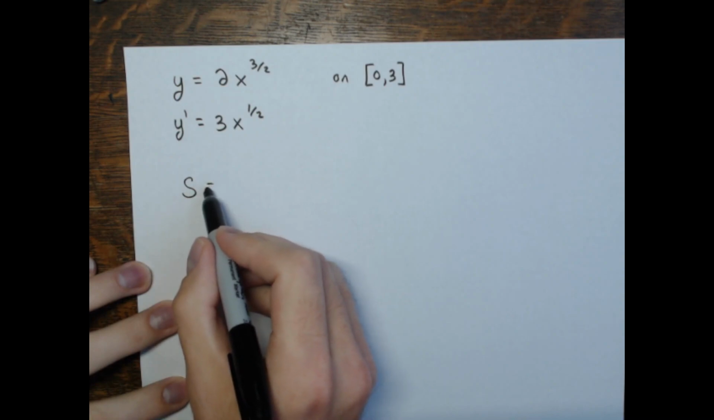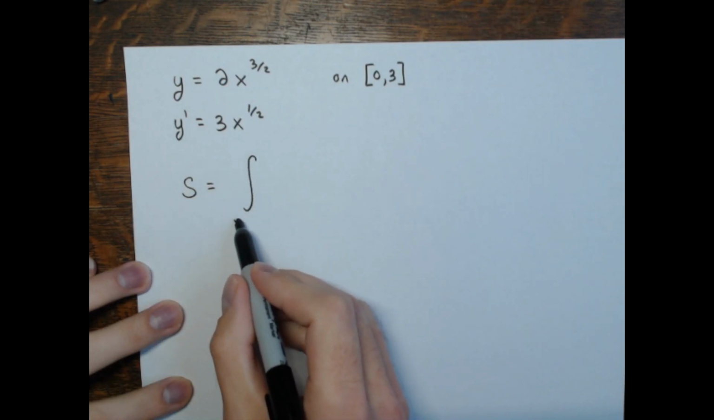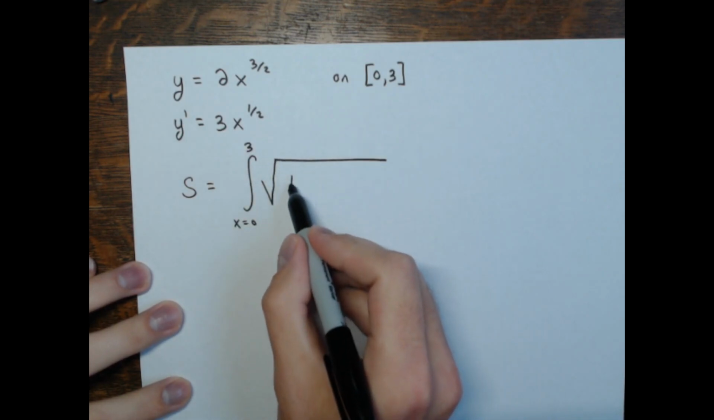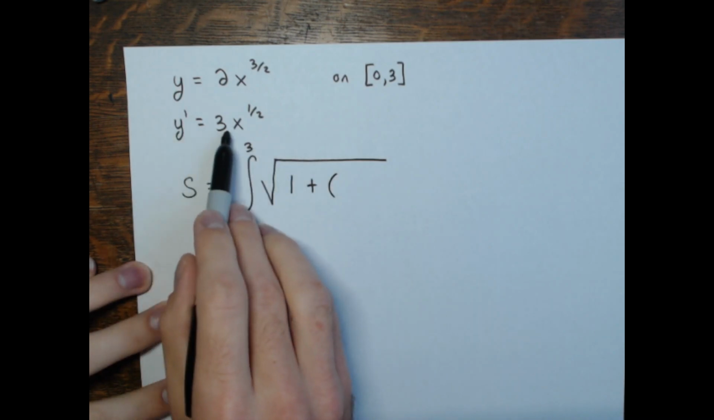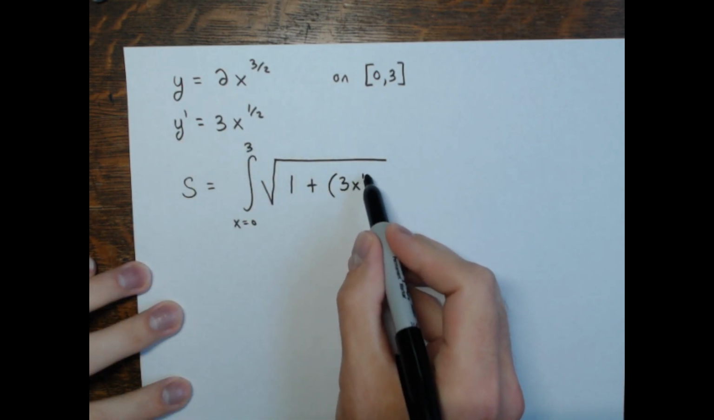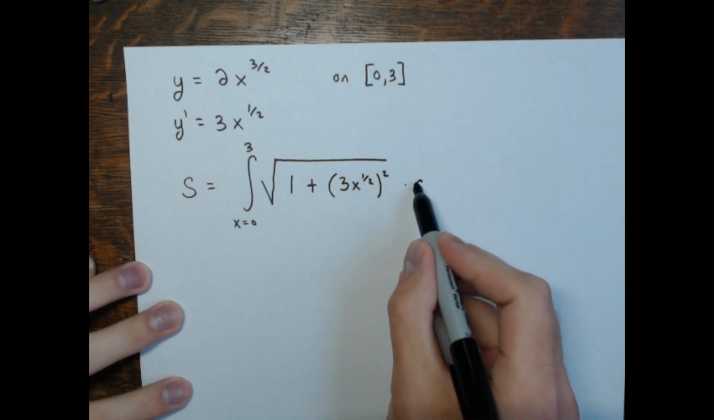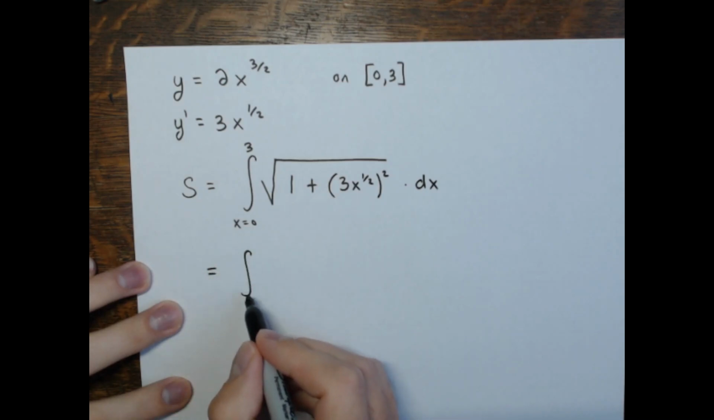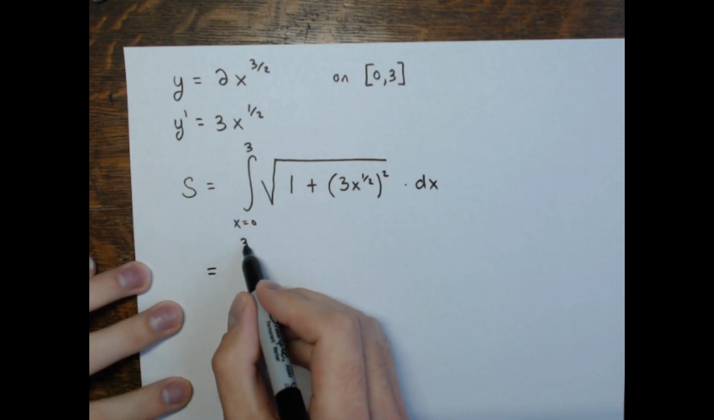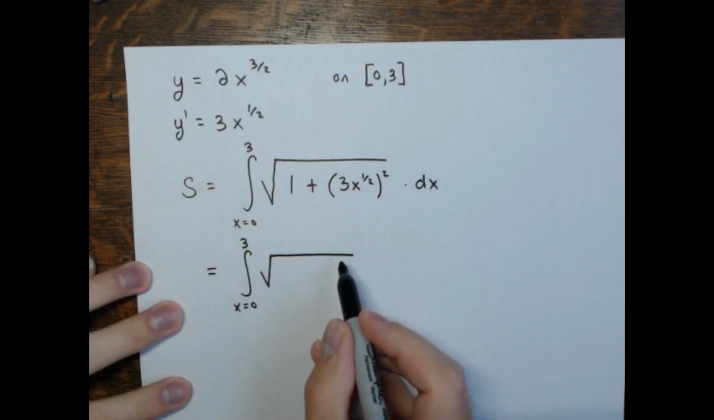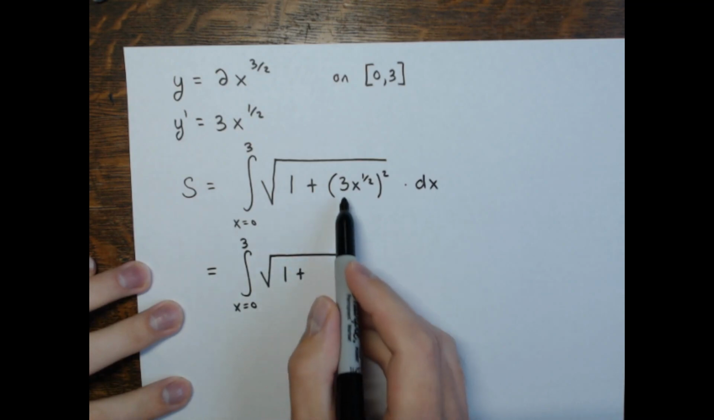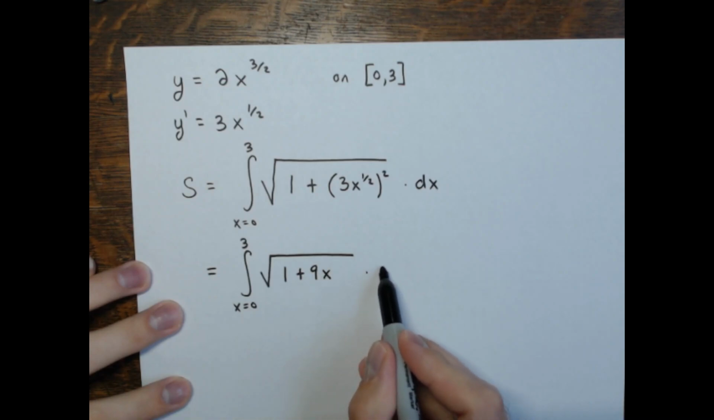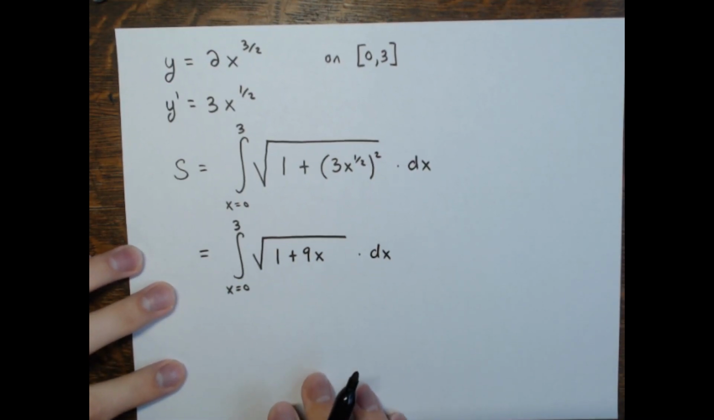Okay, so the arc length, s, is going to be the integral from x equals 0 to 3 of the square root of 1 plus our y prime squared, which is 3x to the half, squared, and then times the dx out here. Now simplifying this, this would be the integral from x equals 0 to 3 of the square root of 1 plus, when I square 3, it's 9, and when I square x to the half, that would just be x to the first. So 1 plus 9x dx, right?